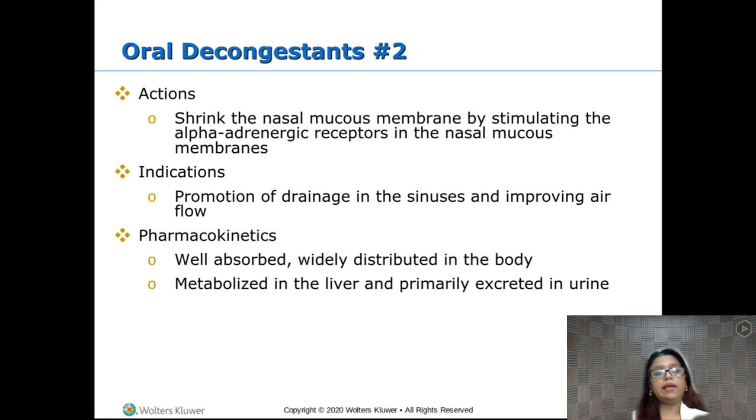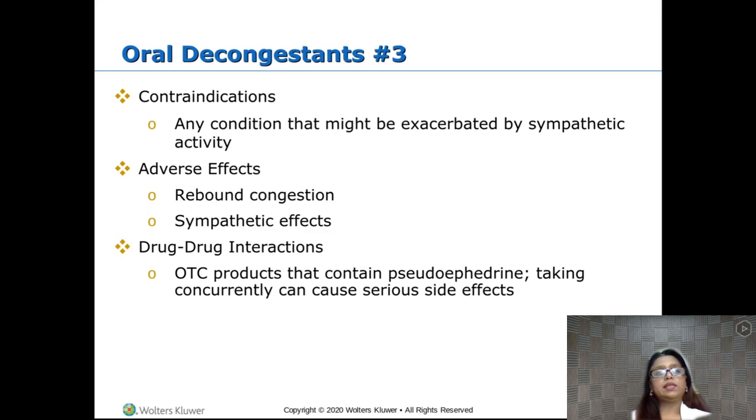Pharmacokinetics: well absorbed, widely distributed in the body, metabolized in the liver, primarily excreted in urine. Oral decongestants are contraindicated in any conditions that might be exacerbated by sympathetic activity. Adverse effects: rebound congestion, sympathetic effects. Drug-to-drug interaction: we have to make sure that any oral over-the-counter medications they are taking do not contain pseudoephedrine in them, so it will be like doubling the effects.